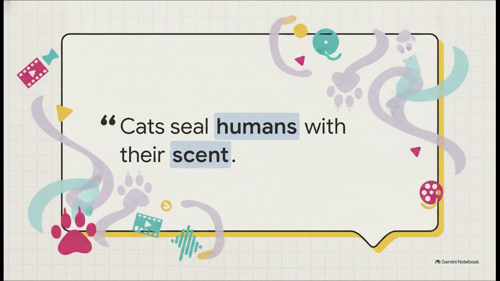Okay, so to test the system out, the creator inputted a slightly bizarre, highly specific keyword: cats seal humans with their scent. And by simply inputting that phrase, the tool instantly drafted a full script explaining feline marking behaviors. It automatically picked out ambient background music, pulled perfectly relevant stock footage of cats interacting with people, and overlaid perfectly timed, customized subtitles. In just minutes, a complete, ready-to-publish short video was born.